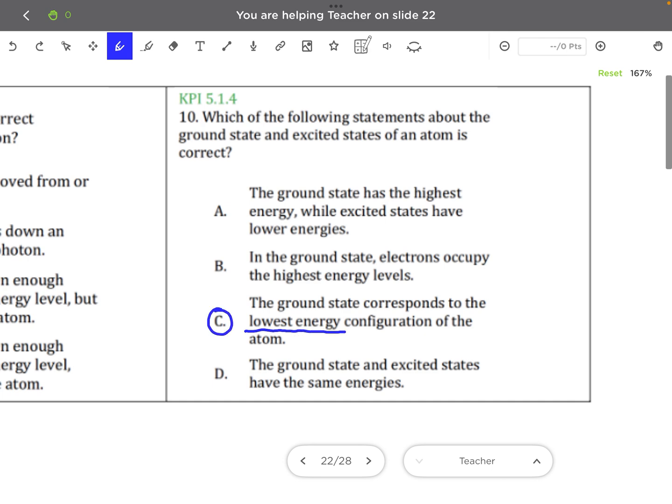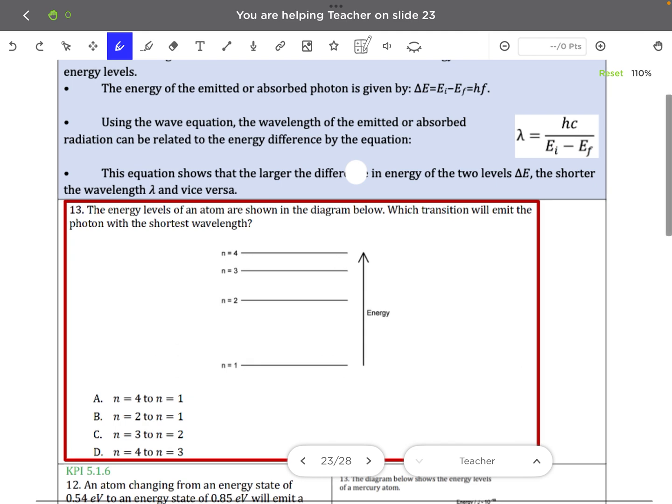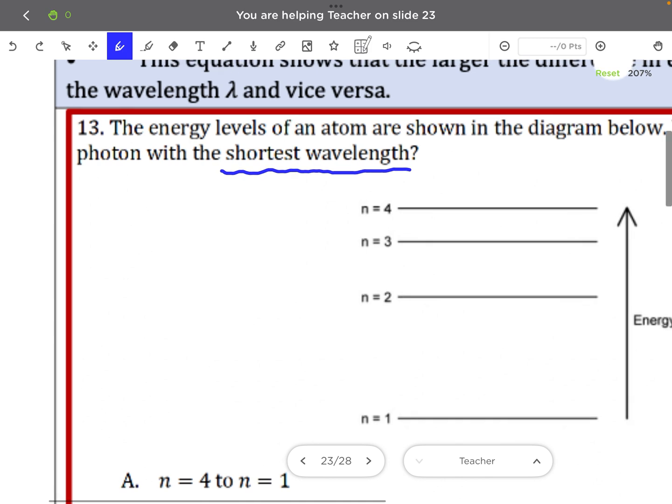Continuing with 5.1, here we have the energy levels of an atom. Which transition will emit the photon with the shortest wavelength? This means you need to go down first. So these are the two conditions: you need to go down, not go up, and the shortest wavelength.